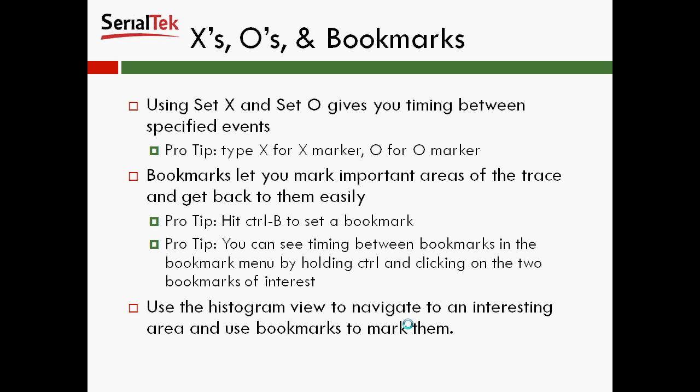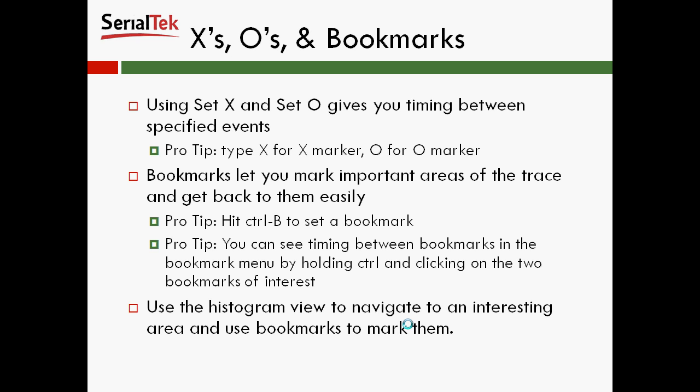Using set X and set O when you right click gives you timing between specified events. As a pro tip, when you're on an event that you want to put a marker on, you can type X or type O to set markers. Bookmarks let you mark important areas of the trace and get back to them easily.